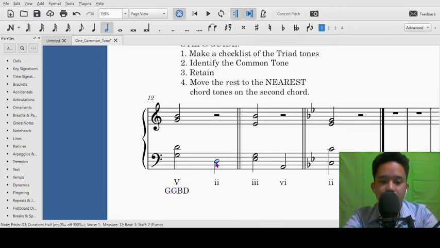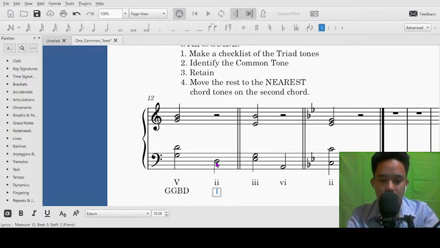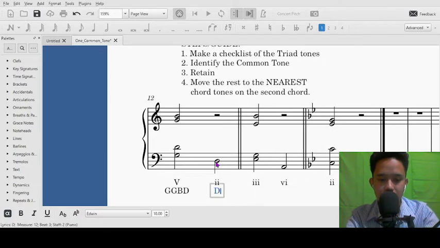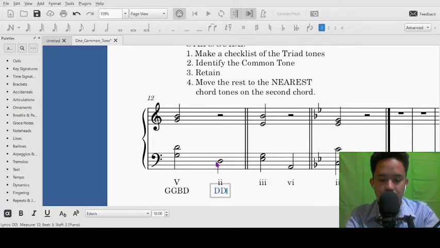Next, on the second chord, let's also make a checklist of the triad tones. Since there is no figured bass indicated, we are in root position, so we can already know what the chord tones are here. This is D. This will have double D because we are in root position. D, F, and A.